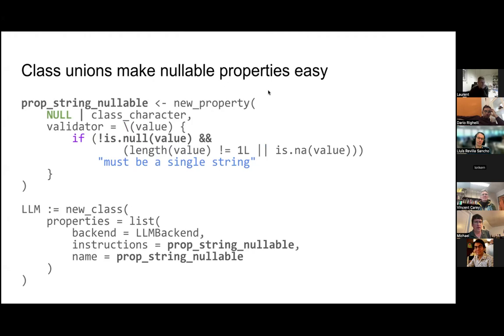Anyway, we can do things like class unions. Let's say we want to make these both support null, so we'll make them nullable. We can define a property that's nullable, and the way we do that in S4 is to say set class union null character. Here we just have the syntactic sugar of a little pipe symbol, and you can see null character, and it allows both.